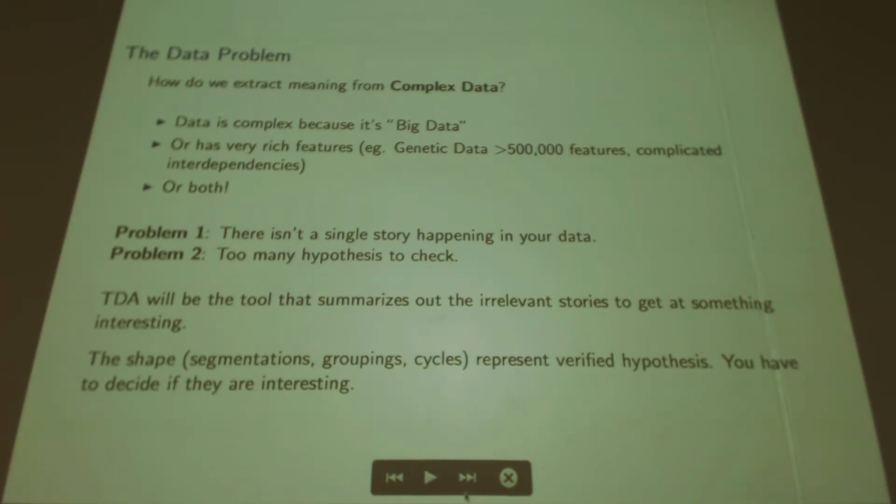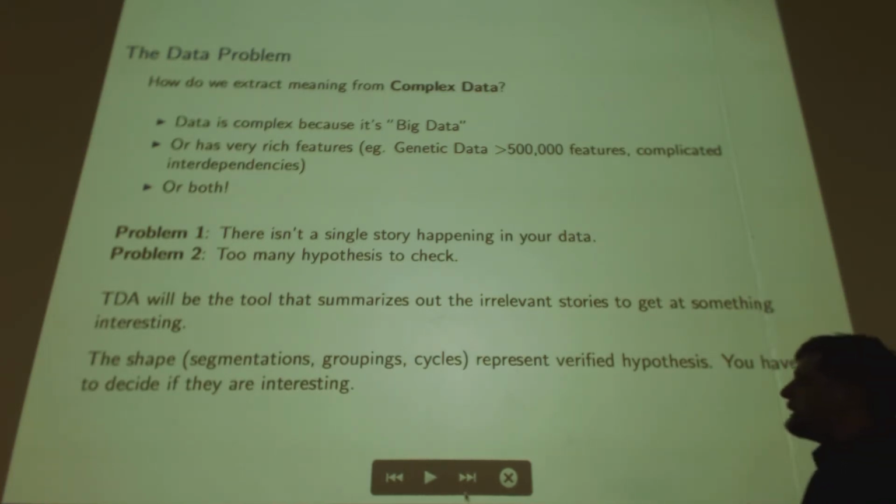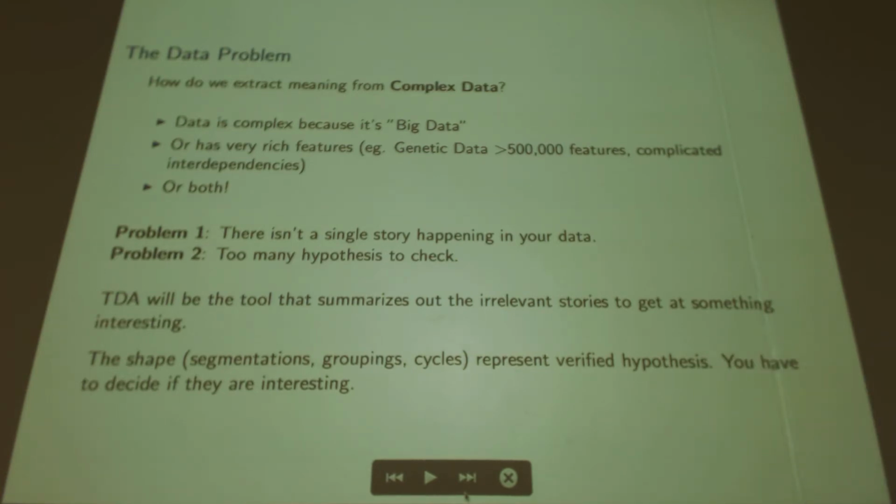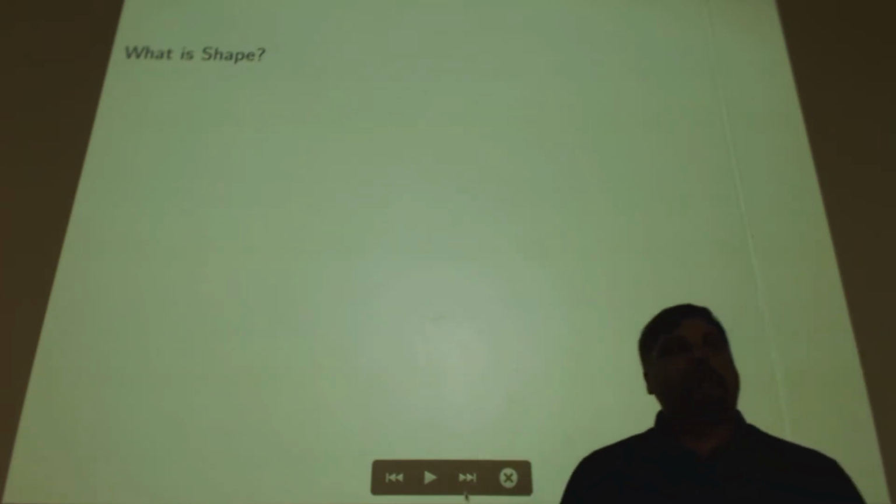And the shape, or the segmentations, the groupings, the cycles, represent verified hypotheses, but you have to figure out what they're telling you. Okay, so let's back up a little bit. That's more or less the goal of what I'm trying to tell you, is that slide. That's why I'm trying to convince you that we have a method to do what's on that slide.